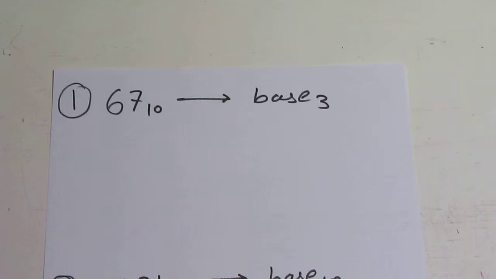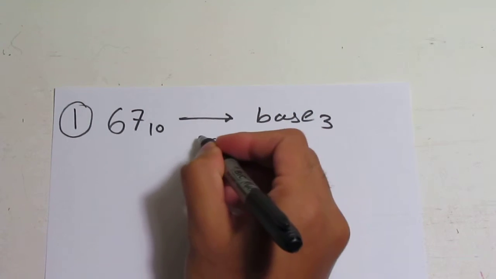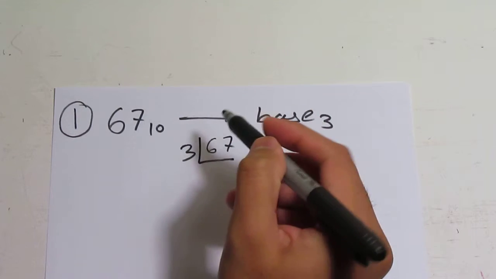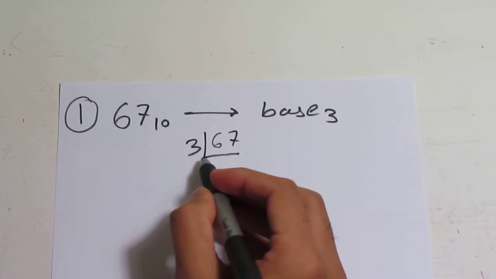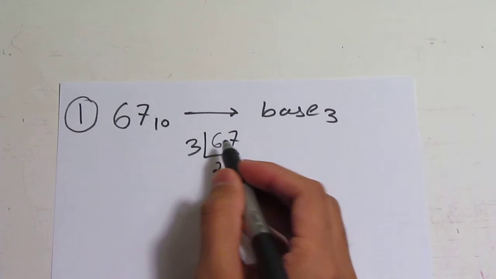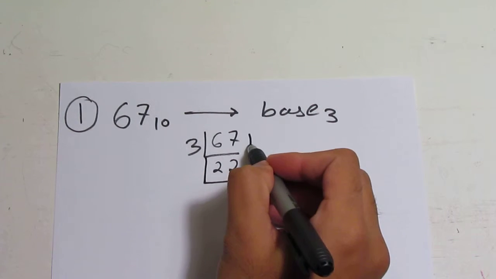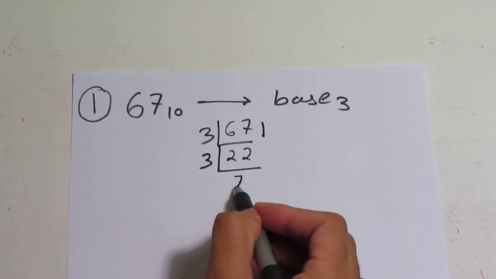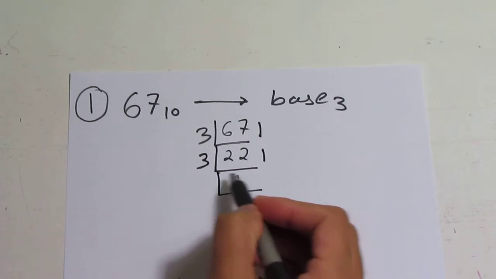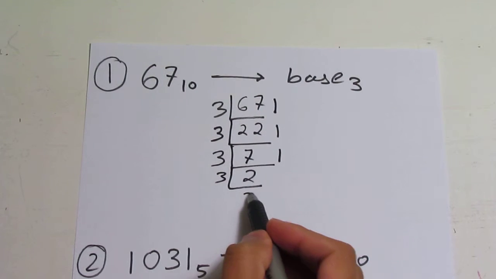In order to convert any base 10 number to another base, you just do simple division. So for this problem, you divide 67 by 3, since we are converting this number into base 3. 3 goes into 6 2 times, 3 goes into 7 2 times, that's 22, and the remainder is 1. Then 3 goes into 22 7 times, the remainder is 1. And then 3 goes into 7 2 times, and the remainder is 1. And then that's it, it's 0.